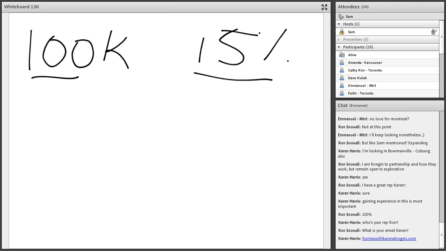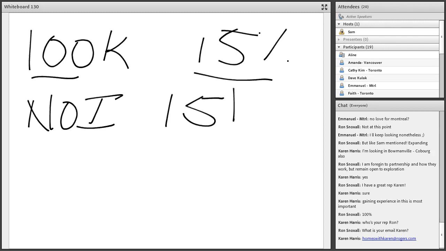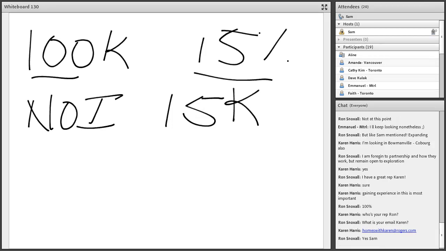Okay, so let's say that a property is 100K, and this property is 15%. I'm just making these numbers up, but 15%. So the cap rate at 100K is 15%. Technically, we can pay as high as how much? How much can we pay?